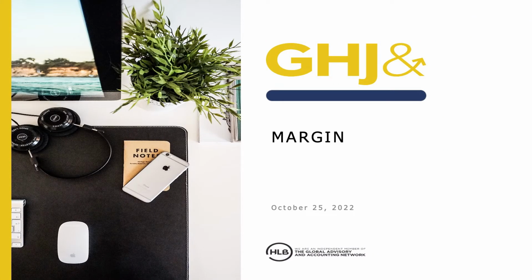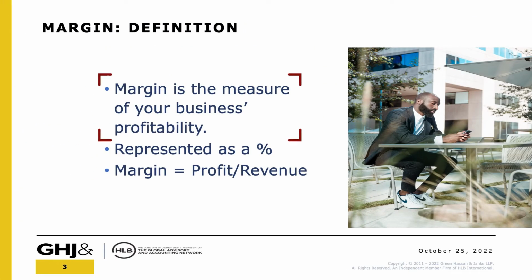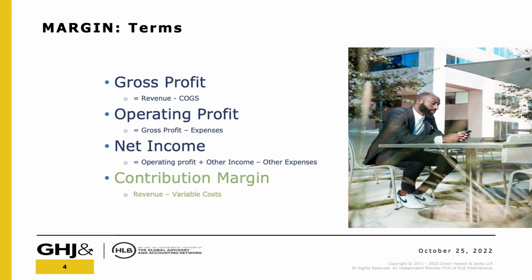Let's start with margin. Now, margin is just the measure of your business's profitability. It's represented by a percentage, and what we are doing is we are just analyzing the profit as it compares to revenue. Now, on our income statement, we have different types of profit. We have our gross profit, which is just revenue less COGS. We have our operating profit, which is gross profit less operating expenses. And then we have our bottom line net income, which is just operating profit plus any other income less any other expenses.